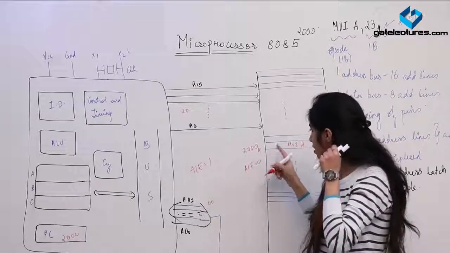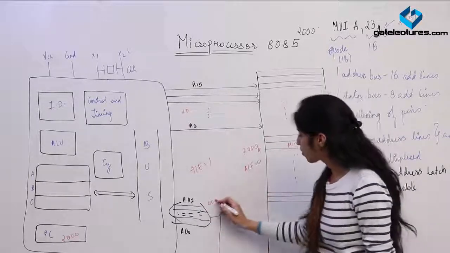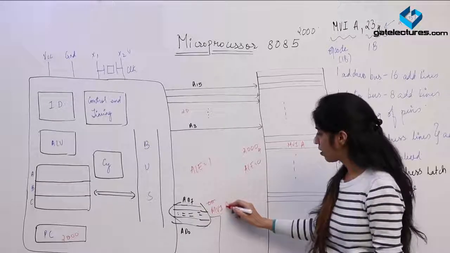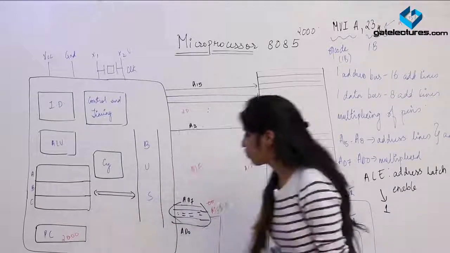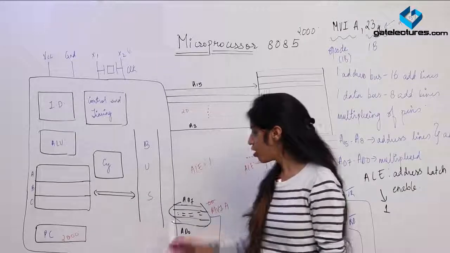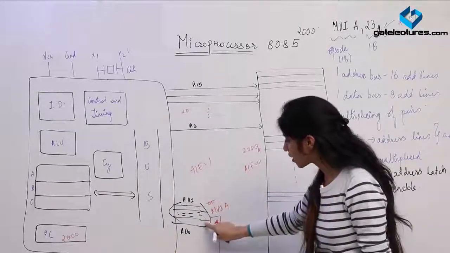As soon as you make ALE 0, this bus is going to act as a data bus. Now, this gets overwritten with MVIA. To read this data, we are making read bar as 0. Read bar as 0. Since this is active low pin, you have to make it 0 so that it can read the data. This data has been read, overwritten on the data bus.